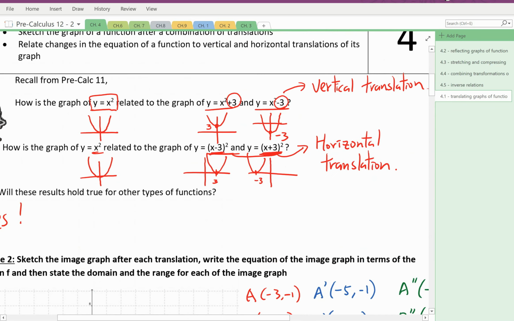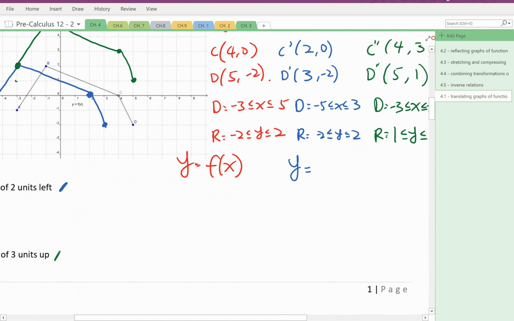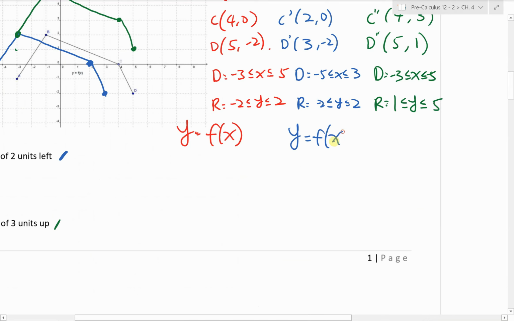If you look from the example here, which one is moving left? Is it x minus 3 here or x plus 3 there? Well, notice moving left is actually the x plus 3. So same thing, this is going to be y equals f of x plus 2. Notice how I'm replacing x with x plus 2, because first of all, it's horizontal movement, therefore I need to change x. And because it's moving 2 units left, I'm replacing x with x plus 2.